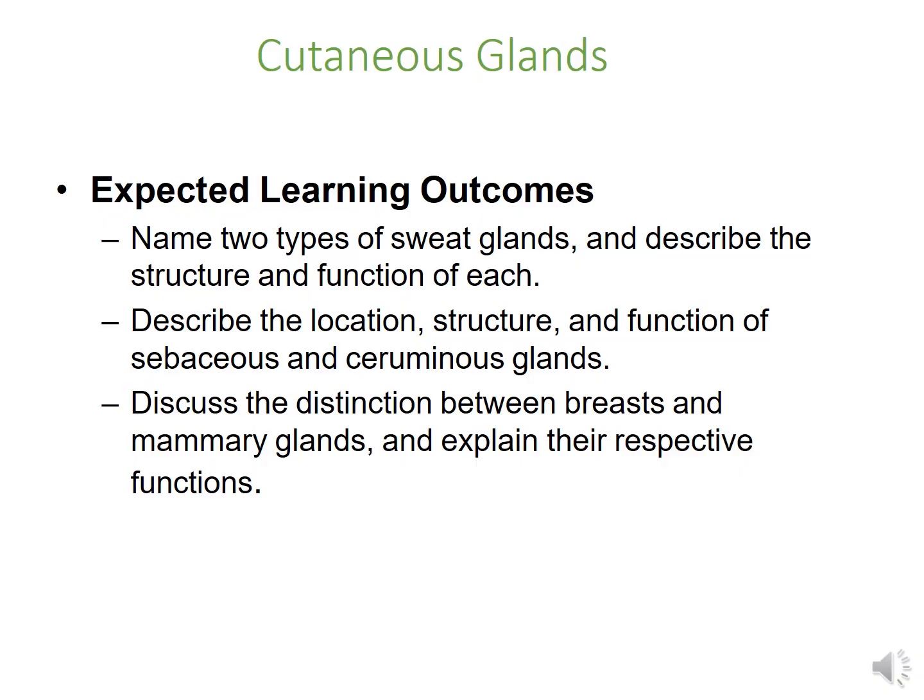Cutaneous glands. Expected learning outcomes: name two types of sweat glands and describe the structure and function of each. Describe the location, structure, and function of sebaceous and ceruminous glands. Discuss the distinction between breasts and mammary glands and explain their respective functions.